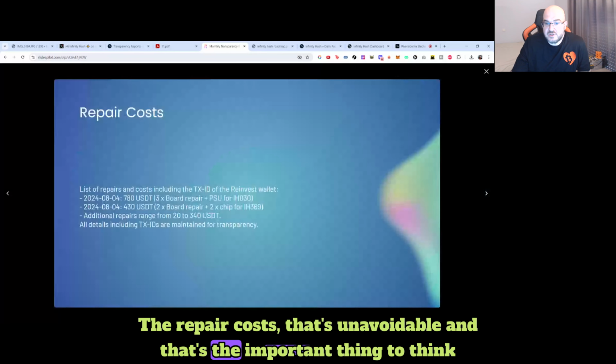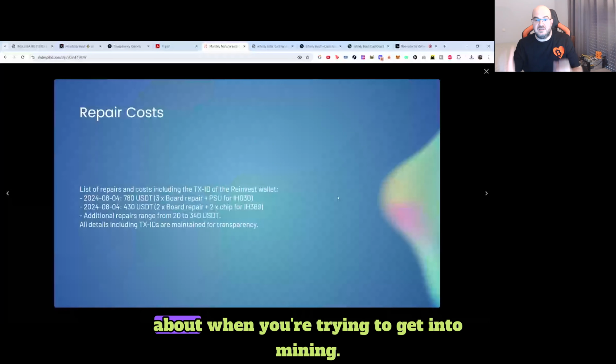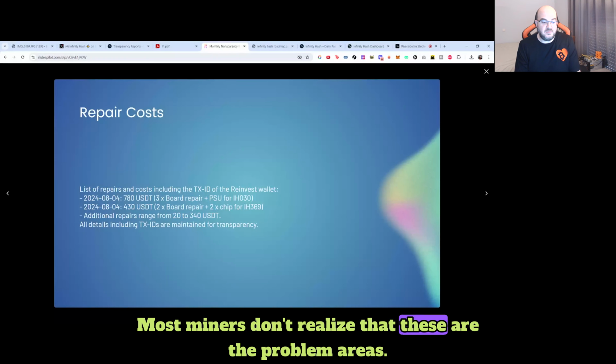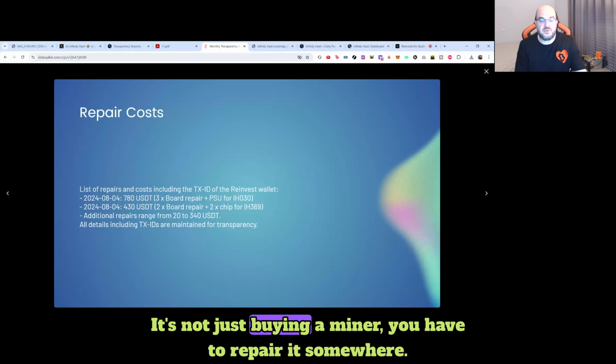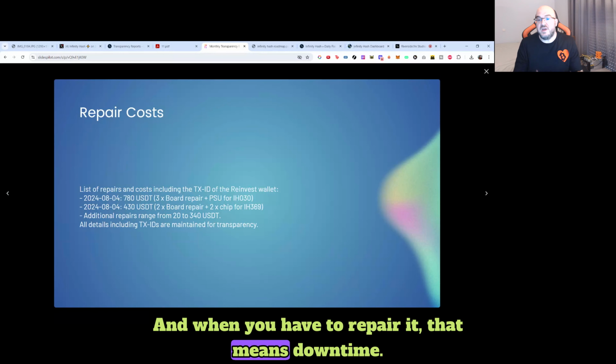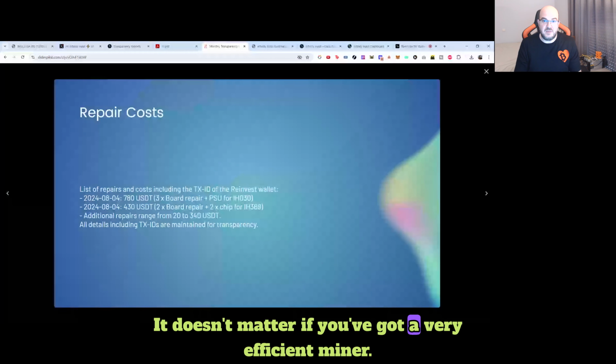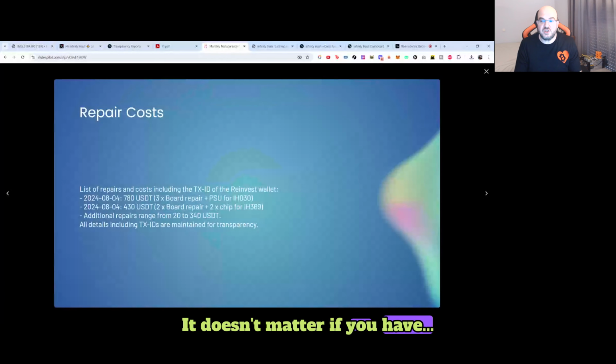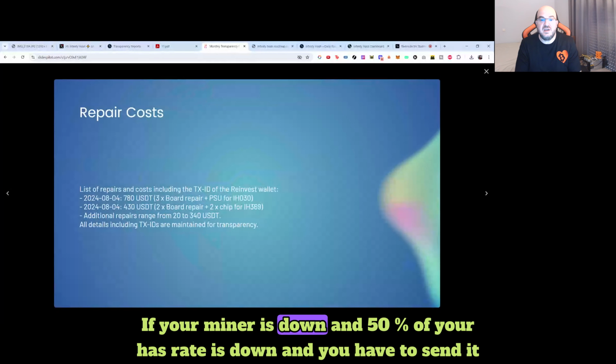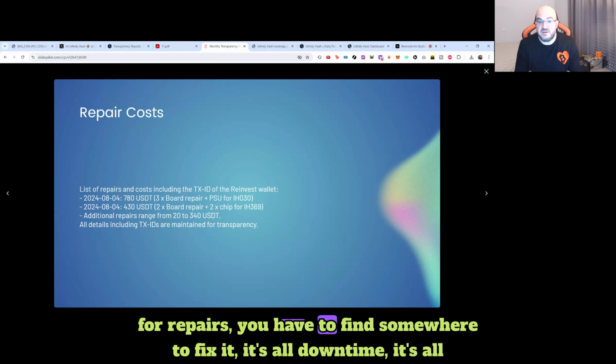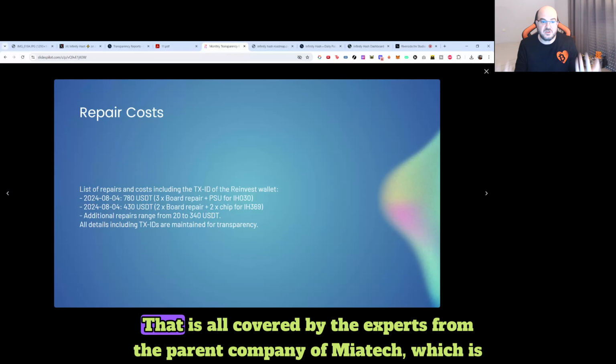The repair costs, that's unavoidable, and that's the important thing to think about when you're trying to get into mining. Most miners don't realize that these are the problem areas. It's not just buying a miner, you have to repair it somewhere. And when you have to repair it, that means downtime. It doesn't matter if you've got a very efficient miner. It doesn't matter if you have a good price on your electricity. If your miner is down and 50% of your hash rate is down and you have to send it for repairs, you have to find somewhere to fix it. It's all downtime, it's all shipping costs, it's all expert costs.